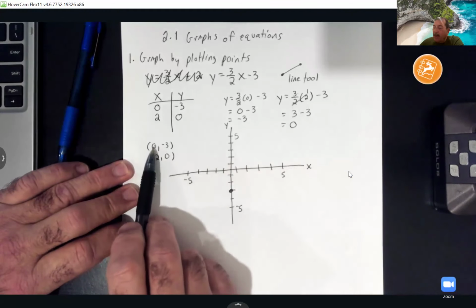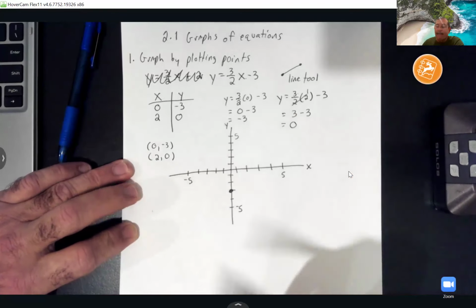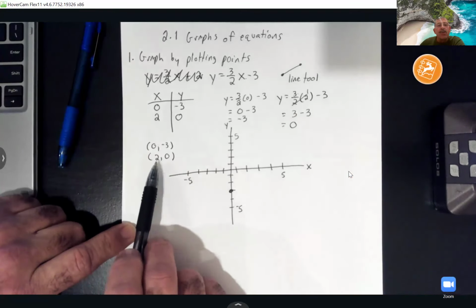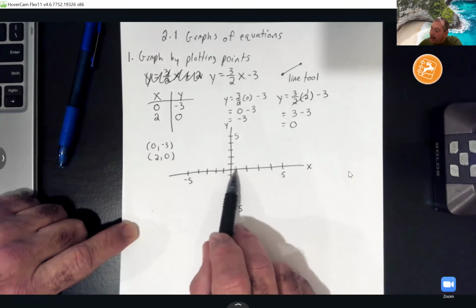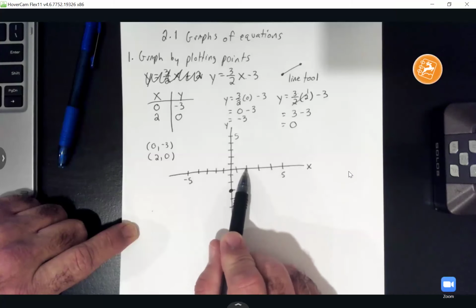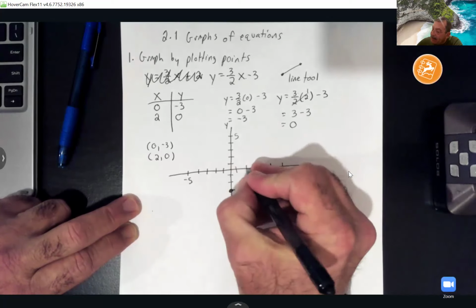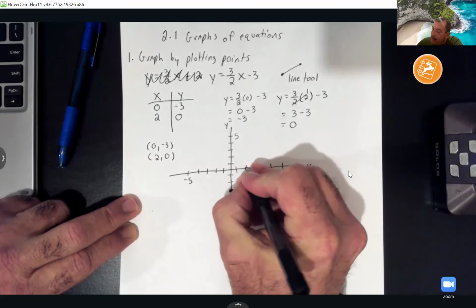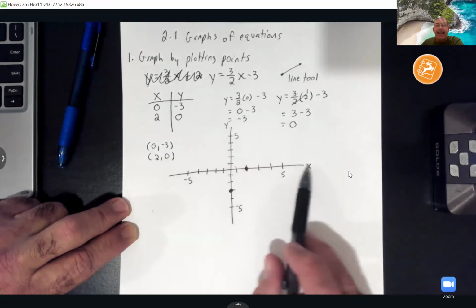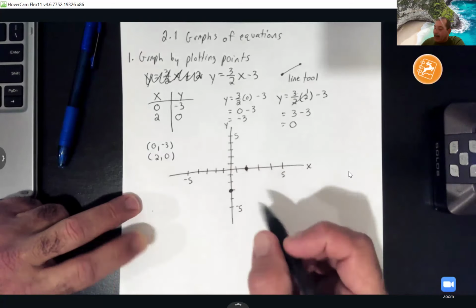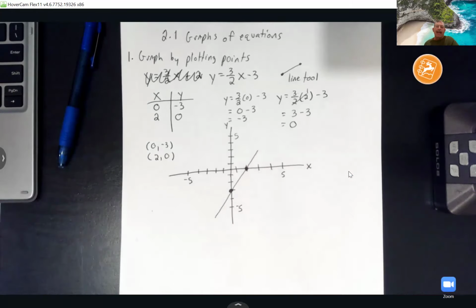Okay, so if the x value is 0, your point will be on the y-axis. And then look at this one. I got (2, 0). So the x value is 2. So I would go right 2. And then since that y value is 0, I stay on the x-axis. So y'all, anytime the second number is 0, you're going to be right on that x-axis. But notice, I got 2 points now, so I can come through and draw my line, okay?